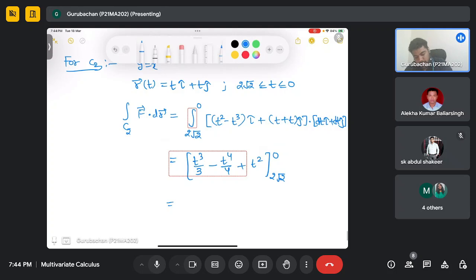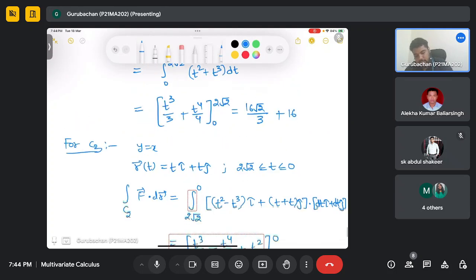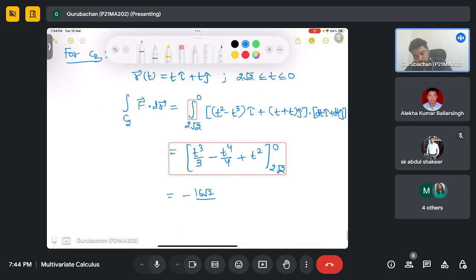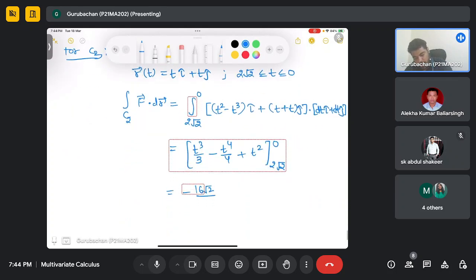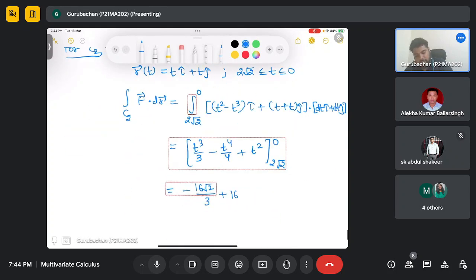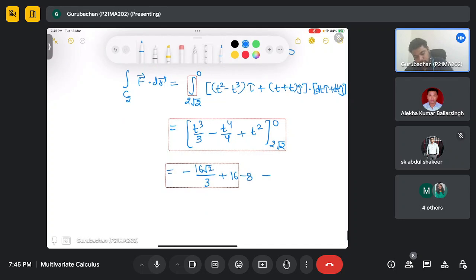So this will give you t cube by 3 minus t to the 4 by 4 plus 2t, that means t square, from 2 under root 2 to 0. So from here you will get minus 16 under root 2 by 3, and with the positive sign 16, and this 2 under root 2 square will correspond to 8, I think. So this will be minus 8. So this will be minus 16 under root 2 divided by 3 plus 8. Did you get any mistake, Abdul, in your solution? You told me some different answer.